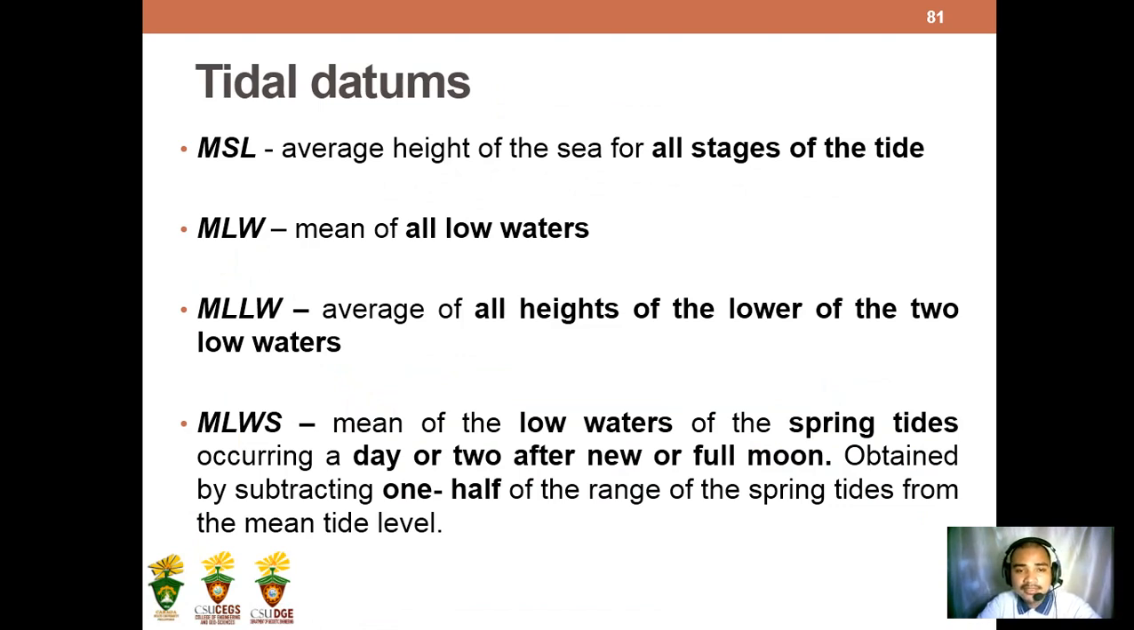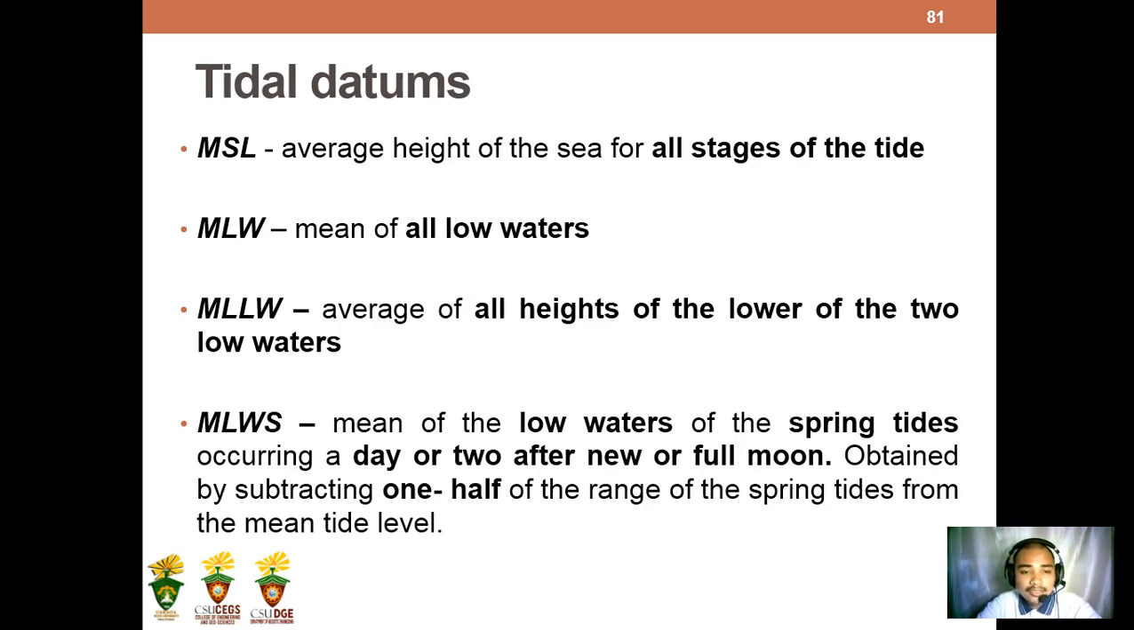MSL, or mean sea level, is the average height of the sea for all stages of the tides, no? The average height of the sea. Then MLW, or the mean low water. From the word itself, it is the mean of all low waters, or low tides.